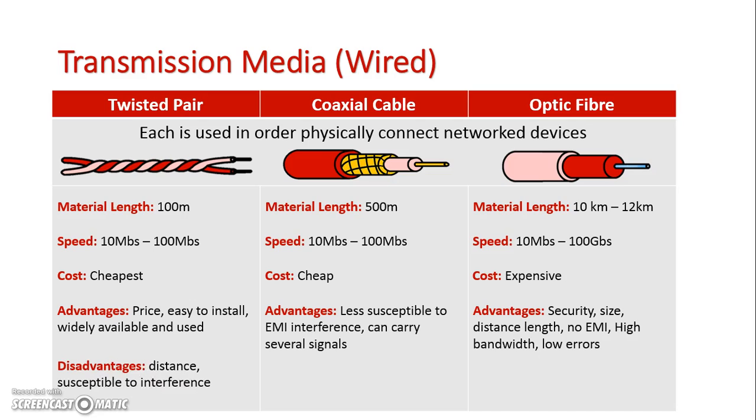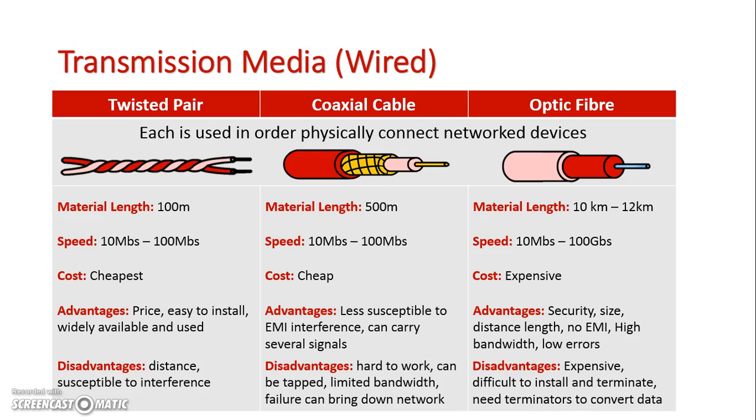And the disadvantages of each is that basically twisted pair, you can't get it very far and it can pick up interference. Coaxial can be hard to work with and can be tapped, meaning people can access the actual transmission, and failure can bring down a whole network. Whereas optical fiber is extremely expensive to install as well as to terminate, and you need terminators to convert the data. So I hope that gives you a bit of an insight into the three types of transmission media used for wireless data transmission.